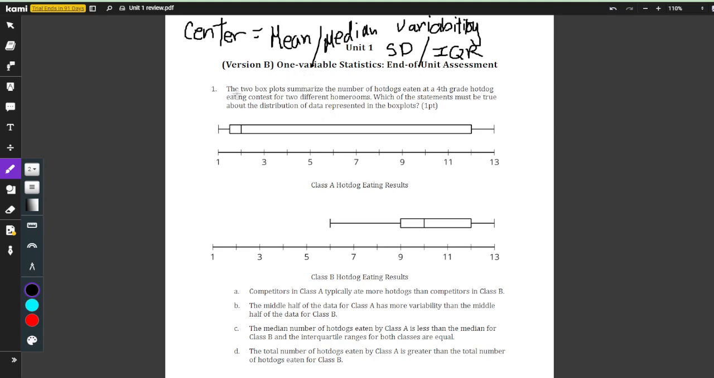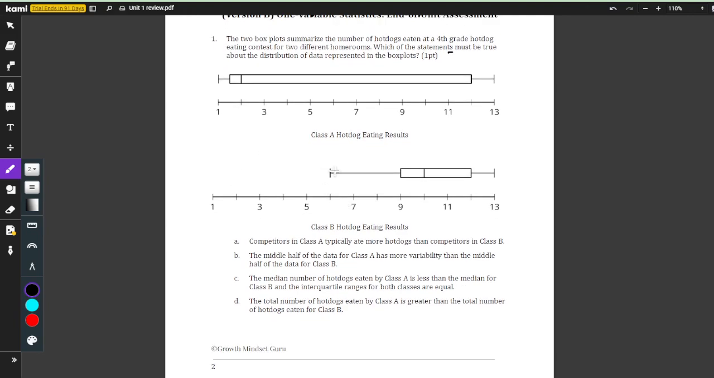Problem one states that the two box plots summarize the number of hot dogs eaten at a fourth grade hot dog eating contest for two different homerooms. Which of the statements must be true about the distribution data represented? And it states here statements, which means that it could be multiple statements. More than one could be right, or it could be one that's right, or it could be all that's right. So we're going to take a look at our solutions right here.